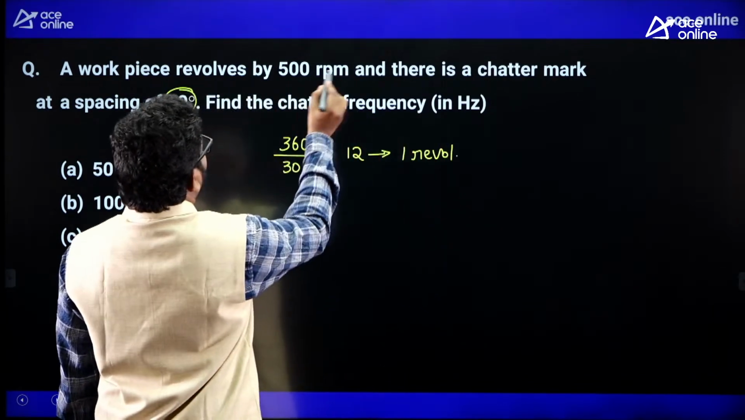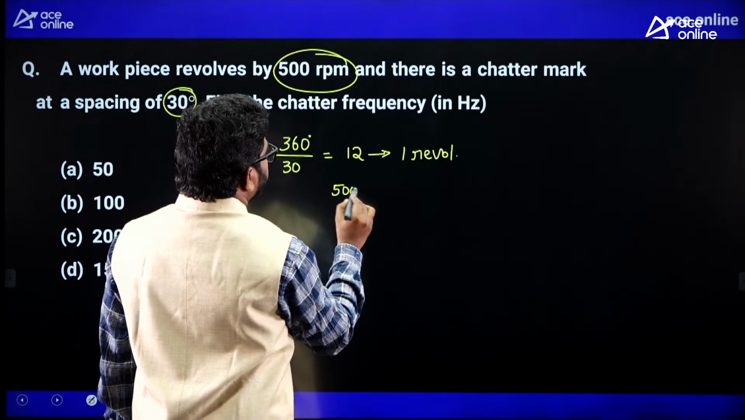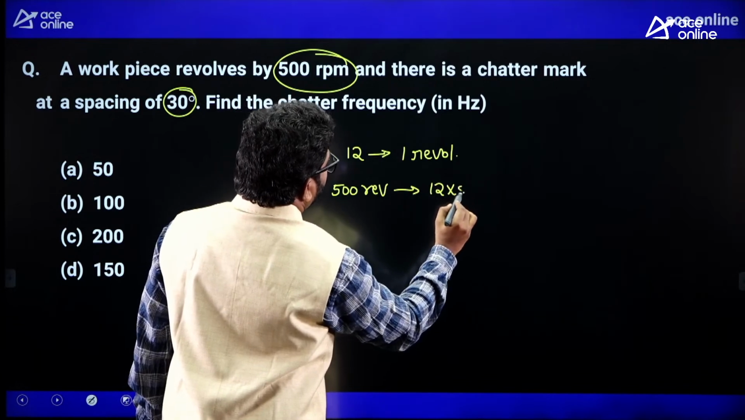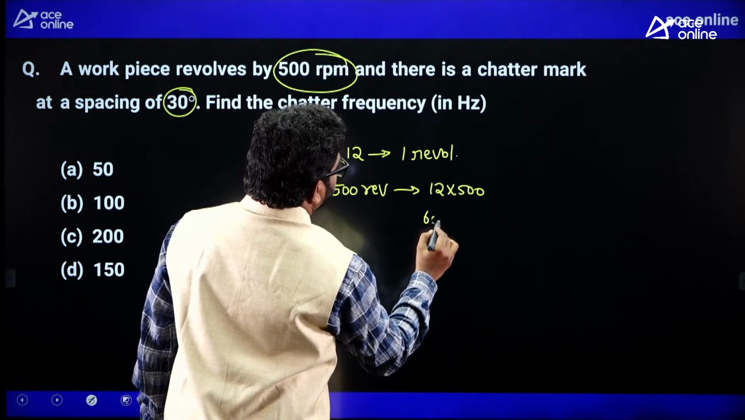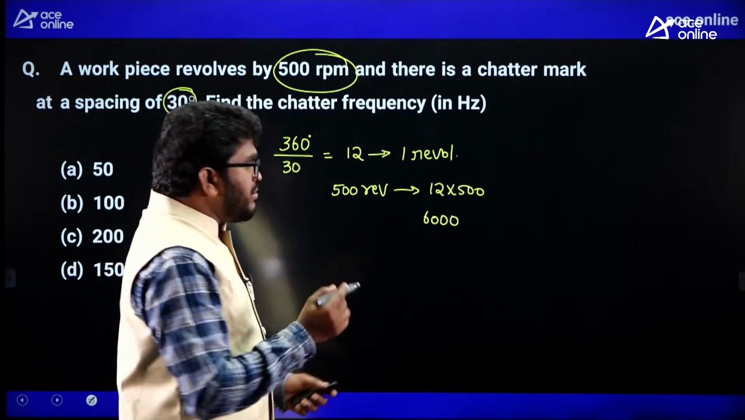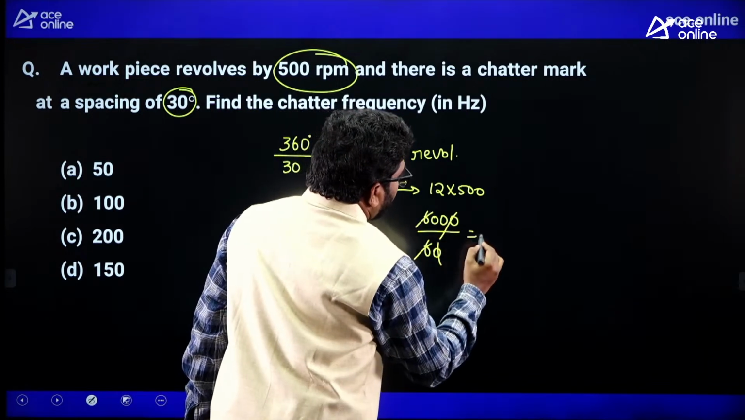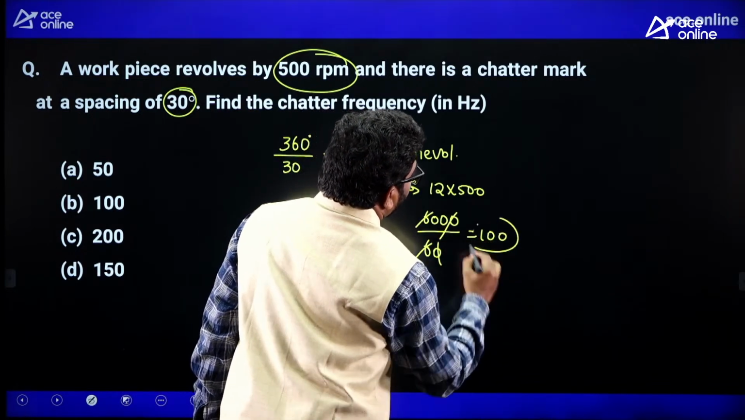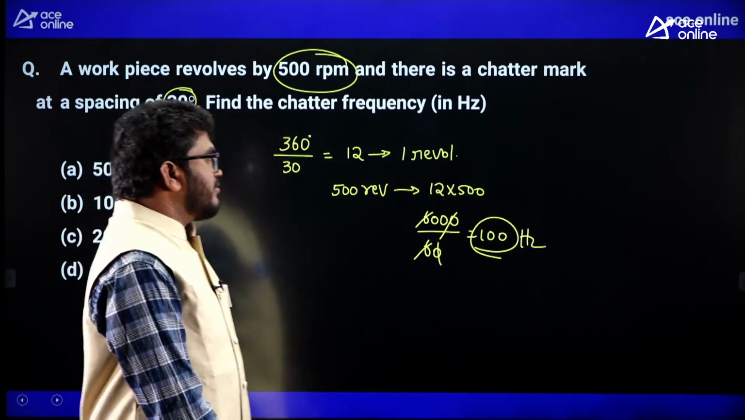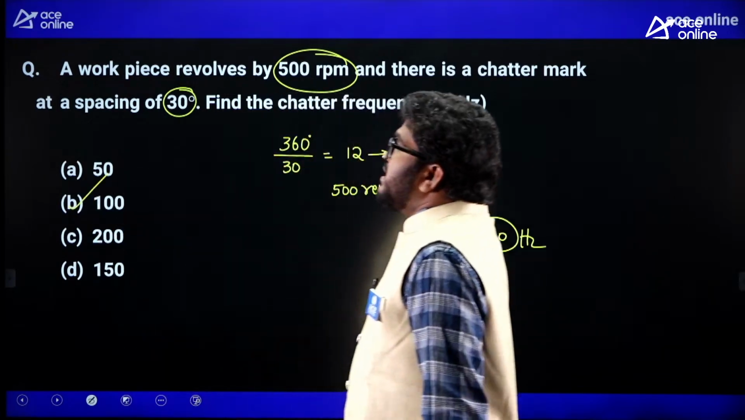Like that, there are 500 revolutions given. So for 500 revolutions, how many chatter marks are we going to get? 12 into 500, that is 6000 chatter marks. This is per minute, so dividing by 60, you will get 100 chatter marks per second, that is 100 frequency. So the correct answer for this question is B.